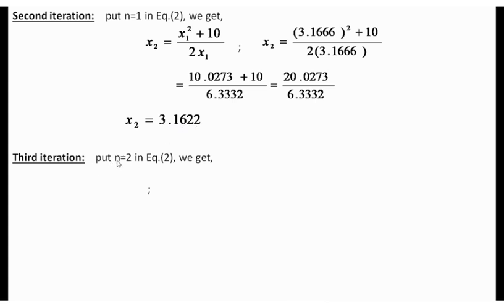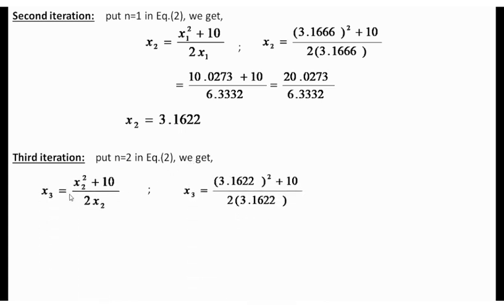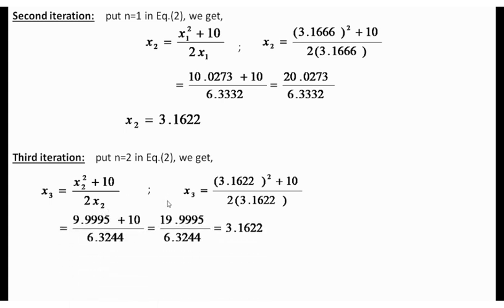Third iteration. Put n is equals to 2 in equation 2. We get x3 is equals to (x2 square plus 10) upon 2x2. After solving, we get the value of x3 as 3.1622.